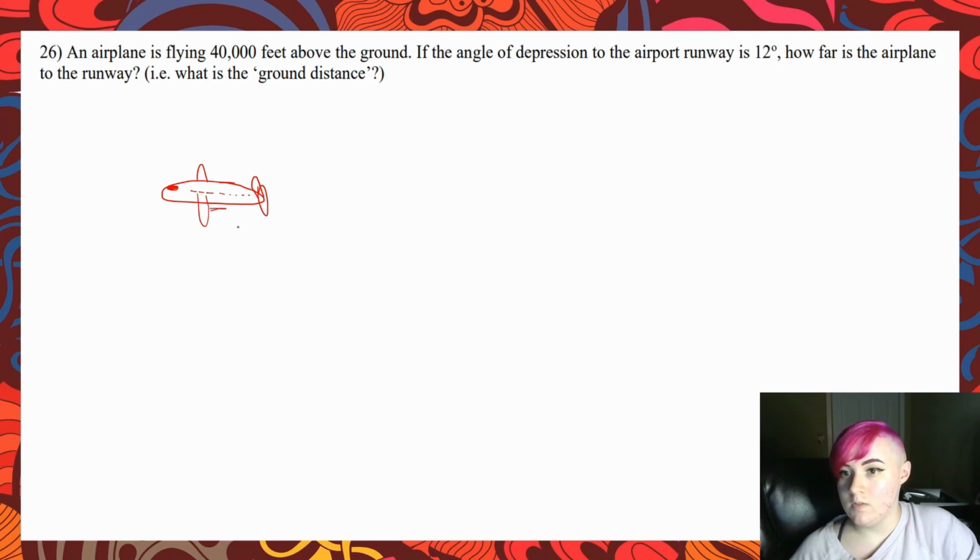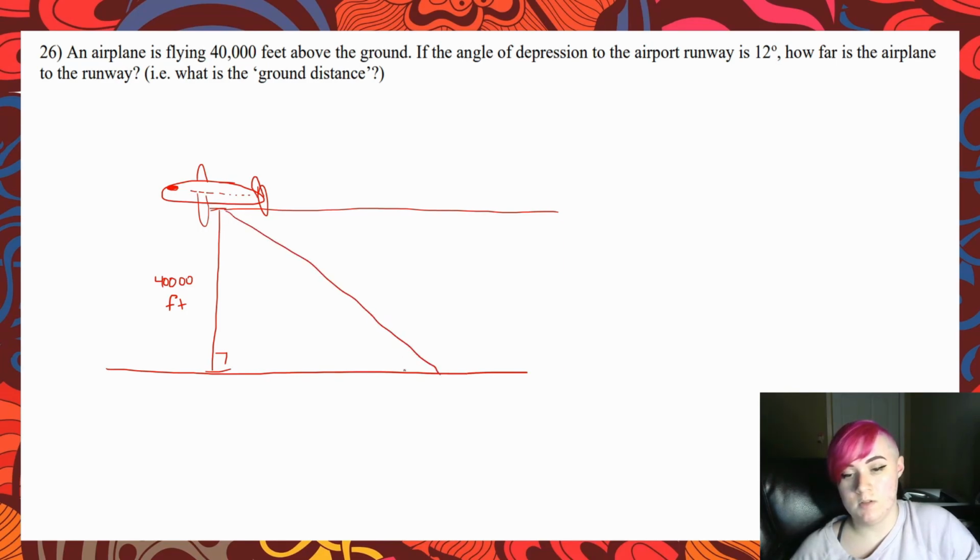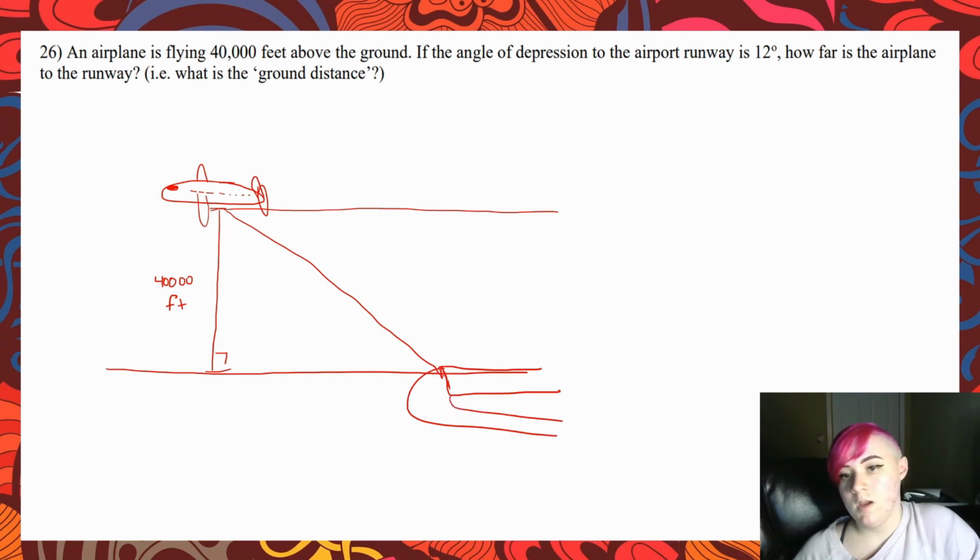It is flying at 40,000 feet up, so 40,000 feet, a right angle with the ground because it's straight up. I'll put my unit on there. Angle of depression to the airport runway, so you have to draw the line up there to where it is. I'll draw my little thing. This is going to be the runway where it took off. Angle of depression, so from the top down, so it's going to be this angle, not this one, because it's actually from the top downward, is 12 degrees.